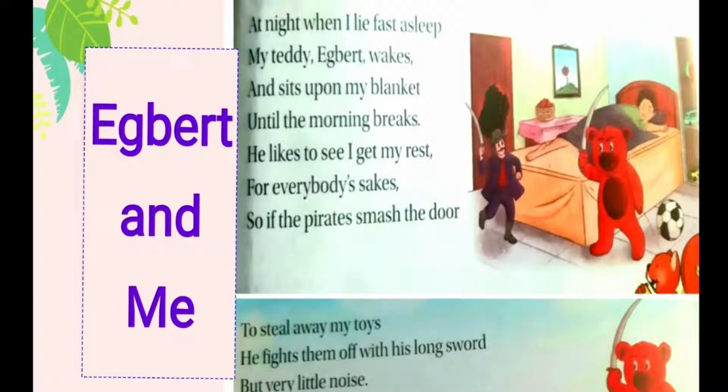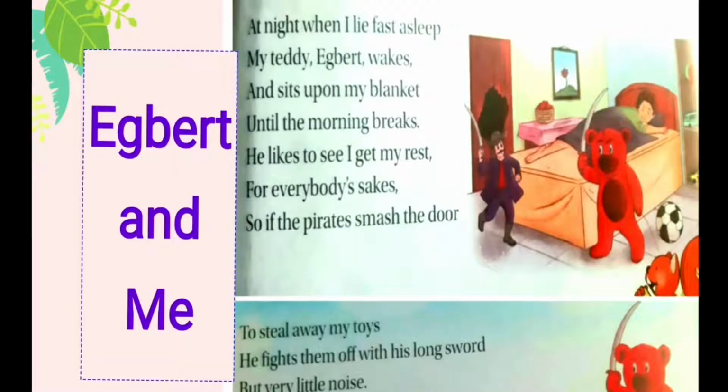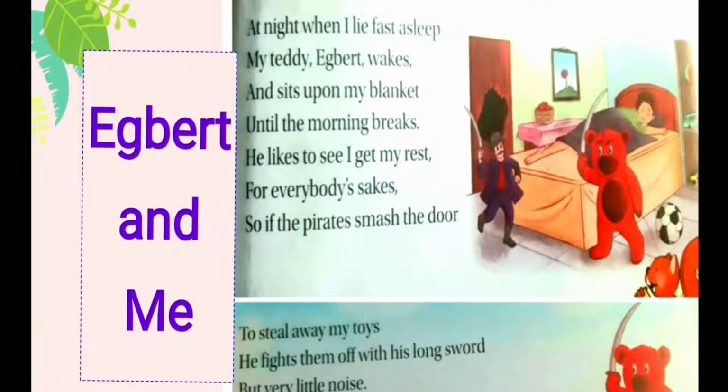So the summary of the poem is the boy who loves the teddy, Egbert. This teddy protects his toys from the pirates and makes sure that the boy takes proper rest at night. Right? So that's all for this poem. Let's go for the word meaning of this poem.